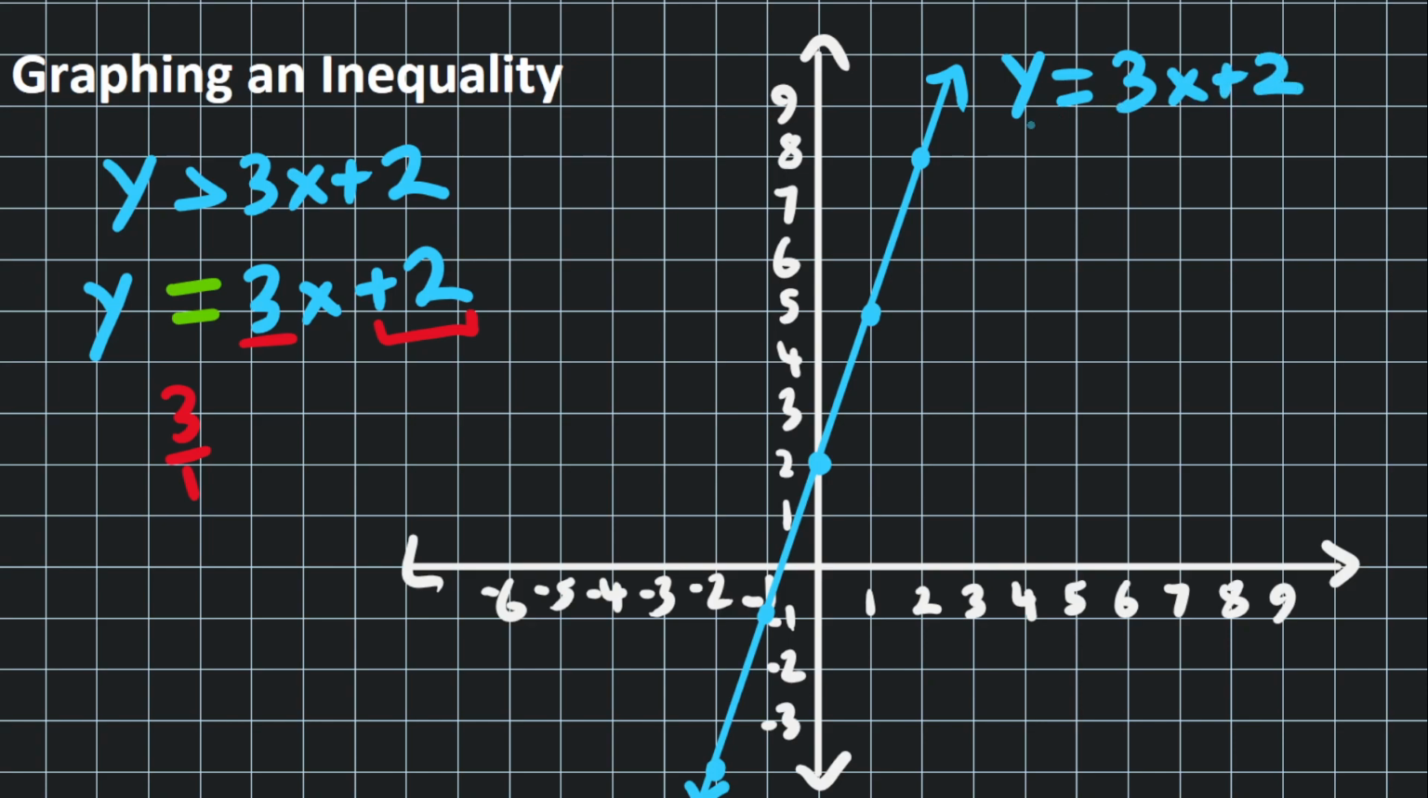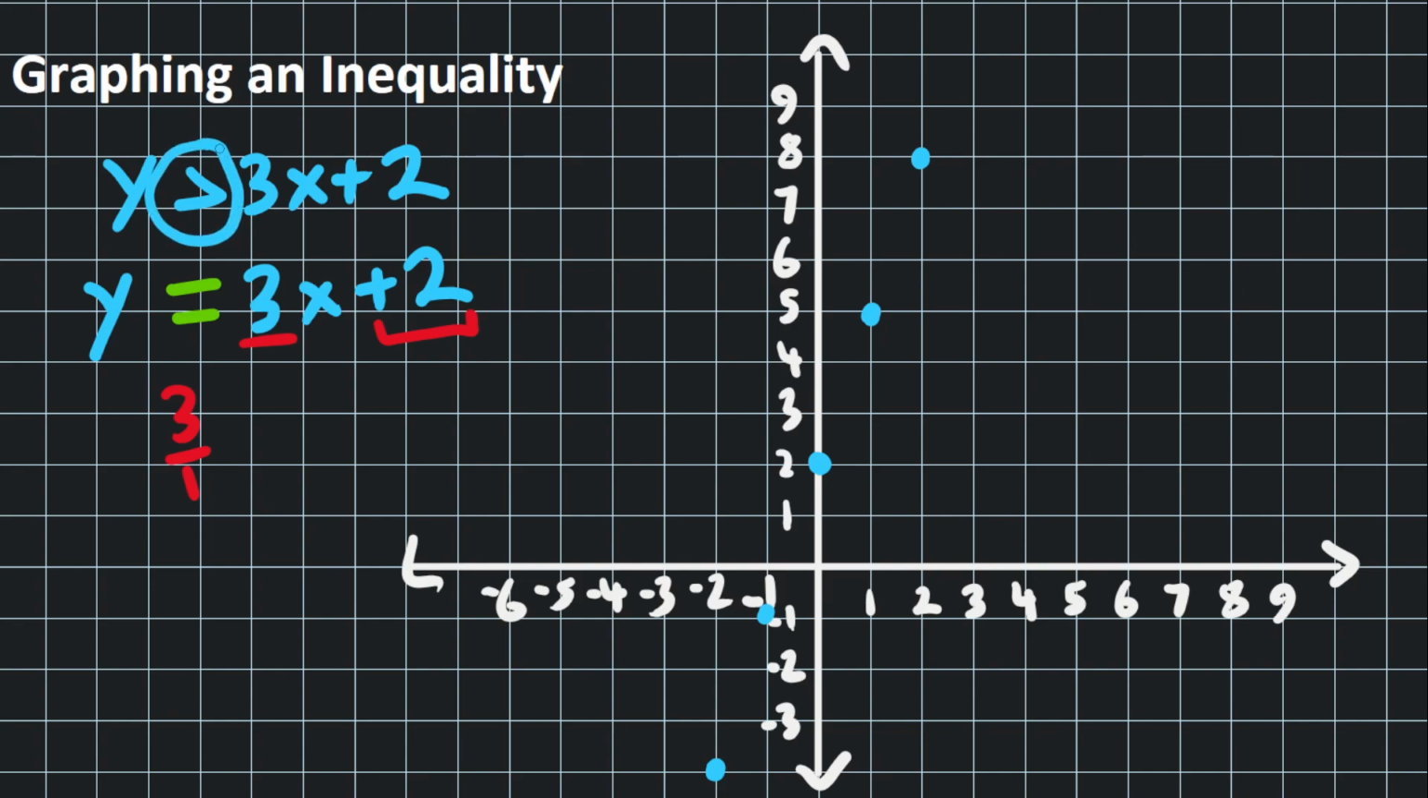But we wanted to graph the inequality. We don't want to graph the equation. We want to graph the inequality. So let's get rid of the line we drew. This is going to work a little differently. Once you plot your points, you have two options. You're either going to connect them with a solid line or a dotted line. And that all depends on the inequality symbol.